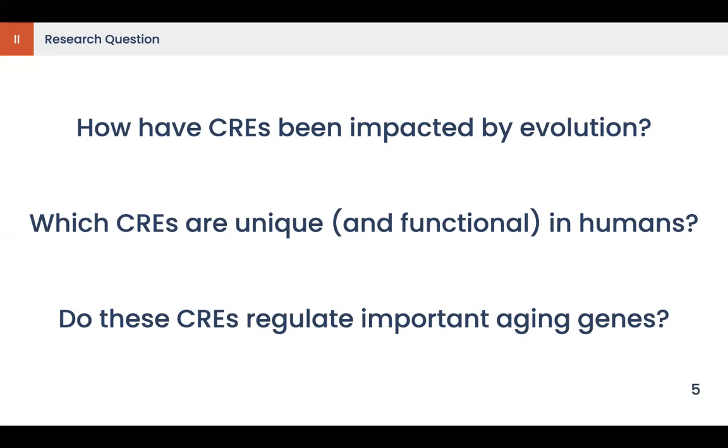A previous project in our lab looked at documented CREs and found which ones are unique to us evolutionarily and which are functional and active in the human brain. So my project is building off of these CREs to see if they regulate known aging genes in humans.